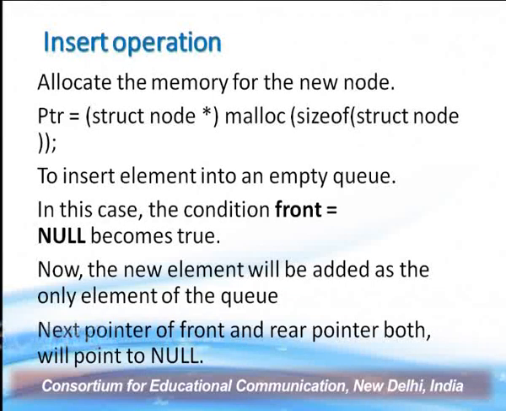Here I have given the coding statement for the malloc expression, which will allocate the memory for a particular node which is in the form of a structure, and the link or the pointer is being handled by the variable ptr. Now, in order to insert an element into an empty queue, we will check whether front is equal to nil. If front is equal to nil, that means the queue is already empty and the new element will be added as the only element of the queue presently.